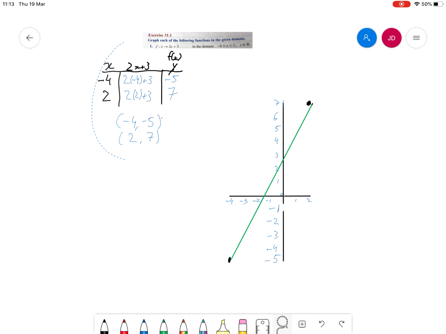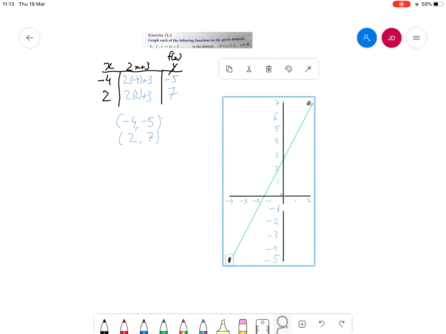And that is how you go about graphing functions when I'm given the function and the domain for a linear function. I figure out my table, get my 2 points, and then draw myself the graph.